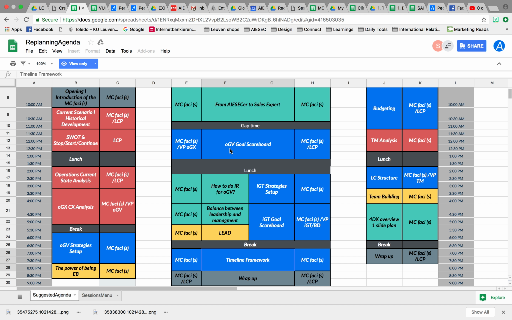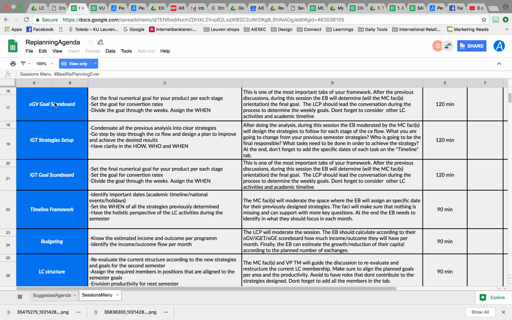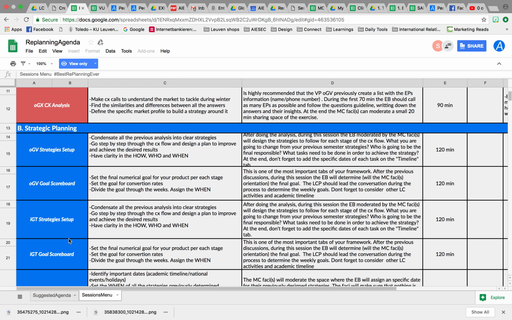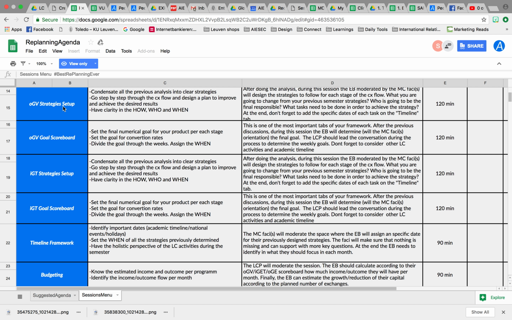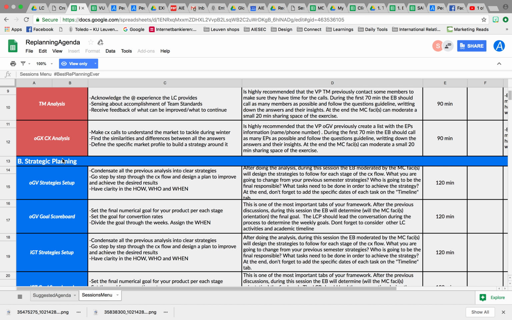So after you have done the full analysis of your LC and the current state, you can move towards setting your goals for winter peak for the products that you are running, and also setting your strategies for those products. So again, you can see the session outlines here. So we're going to discuss basically the OGV strategy setup and OGV goals scoreboard, and then the same thing applies when you are running multiple products.